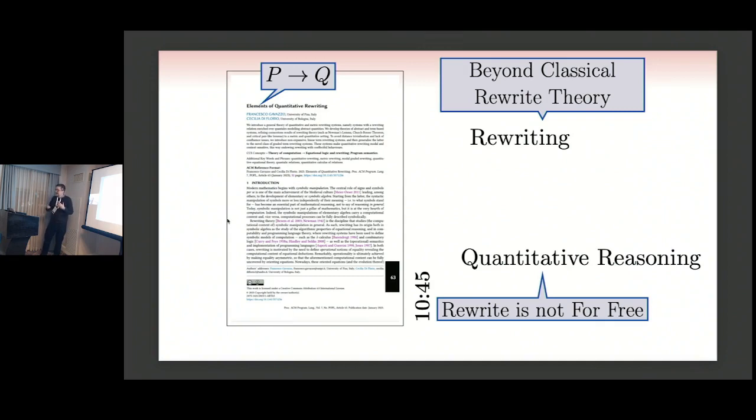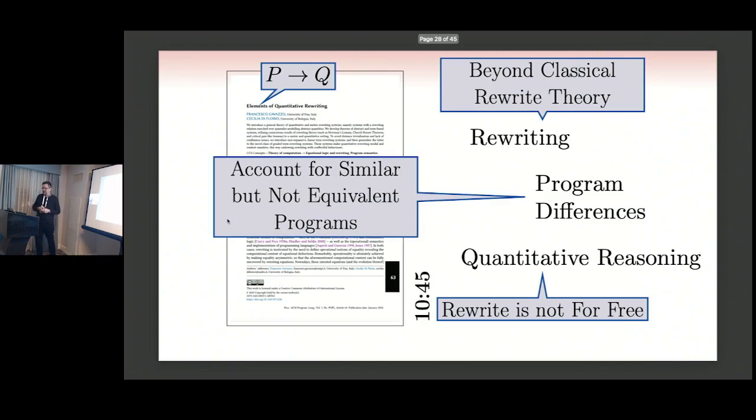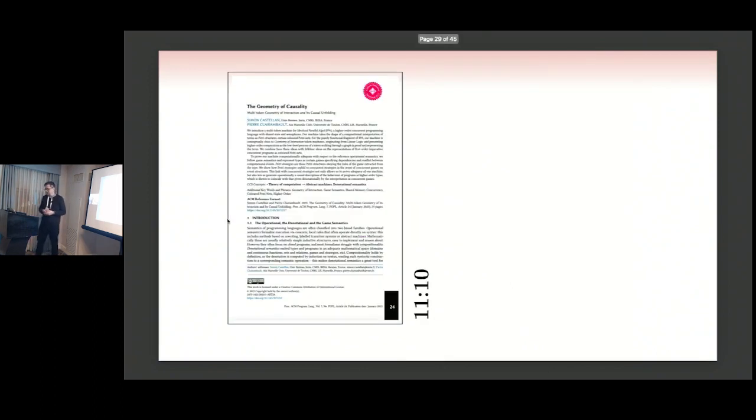So in the viewpoint that this paper promotes, rewriting is not for free. You have to pay to go from the left-hand side to the right-hand side. And that's a good way to capture differences between programs, differences in the behavior of the programs you want to compare. And this accounts for similar but not equivalent programs. And they show a lot of nice examples about that.